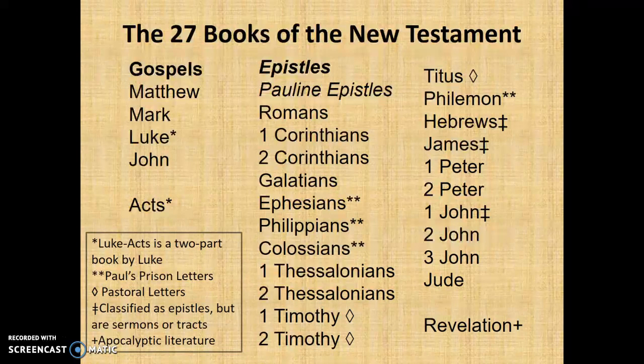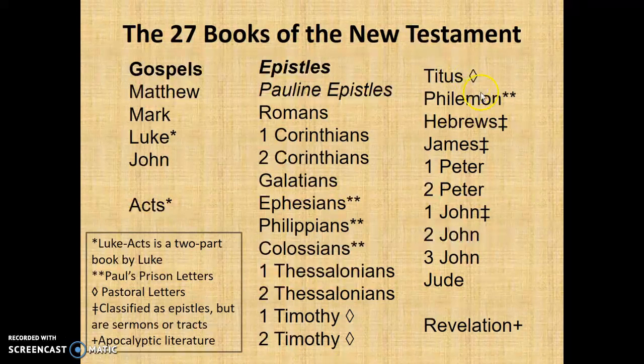The rest of the New Testament, with the exception of Revelation, are considered epistles or letters, and there are particular rules about reading letters that we'll talk about when we get to that part. But there are many letters from Paul, so we call them the Pauline epistles, here in Romans through Philemon. And I've marked different letters. There are Paul's prison letters, and I've marked them with asterisks here: Ephesians, Philippians, Colossians, and Philemon. There are 3 books that are considered the pastoral letters: 1 Timothy, 2 Timothy, and Titus.